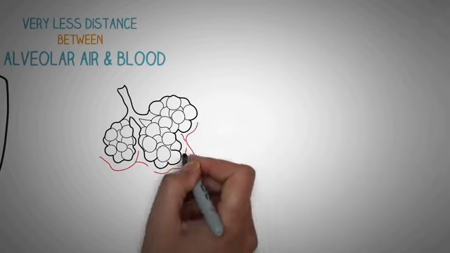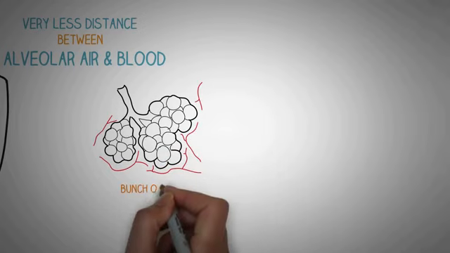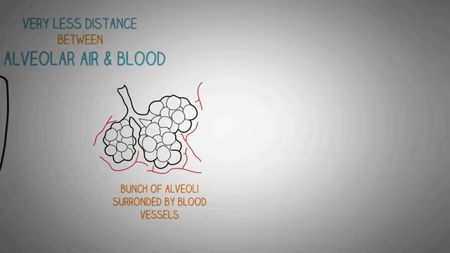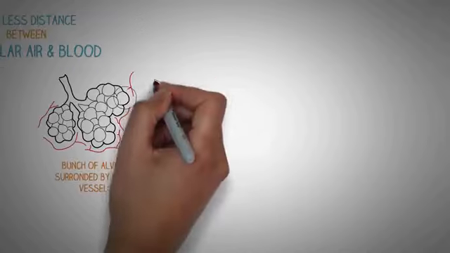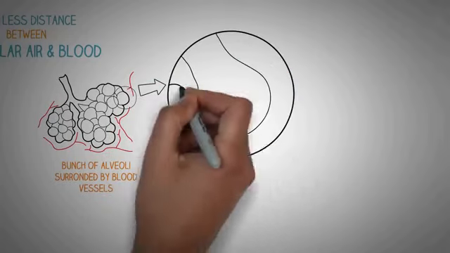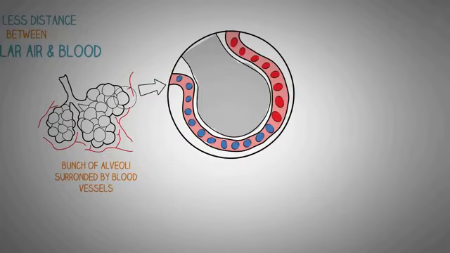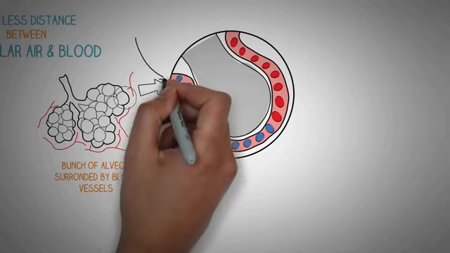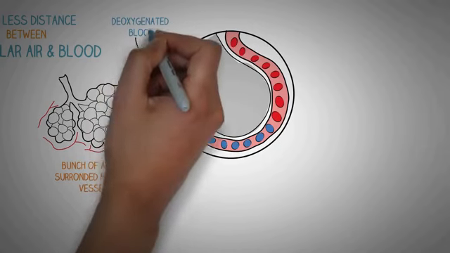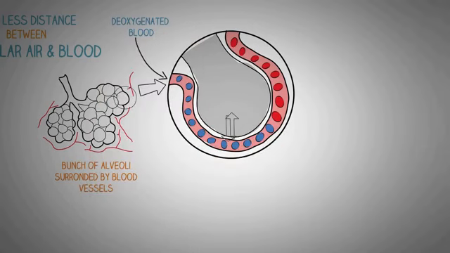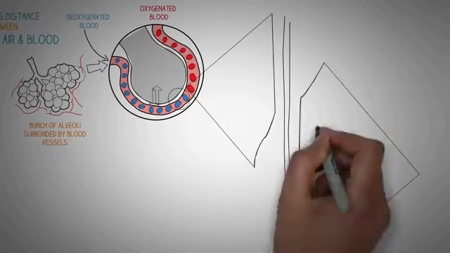Now to understand this, take a closer look at this section of alveoli which are attached to the end of a respiratory bronchiole. You can see that a bunch of alveoli are surrounded closely by blood vessels. If we take a single alveolus out of this bunch and magnify it under a microscope, we can see that the alveolus is completely surrounded by a single capillary, but in reality they are surrounded by multiple capillaries to have very close contact with the blood. In these capillaries, the deoxygenated blood enters from one side, it exchanges the gases with the alveolar air, and finally oxygenated blood is released from the other side.